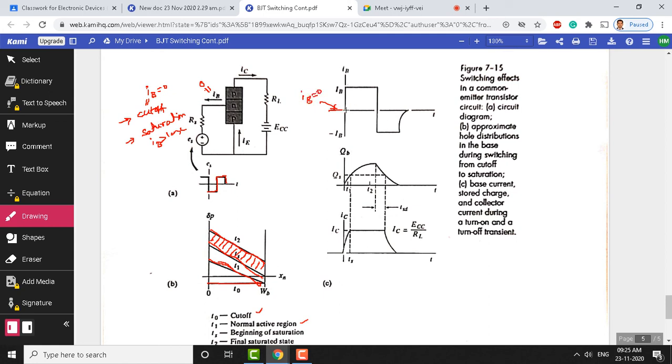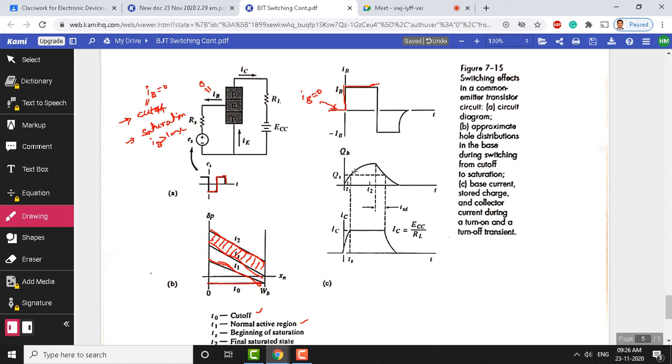When we switch the base current from 0 to a high value, the charge distribution takes place within the base region, and you are at the beginning of saturation. In saturation mode the collector current exceeds. QB is the charge in the base region, and QB reaches QS. The charge in the base region has been increasing, and when QB reaches QS, you are entering saturation.